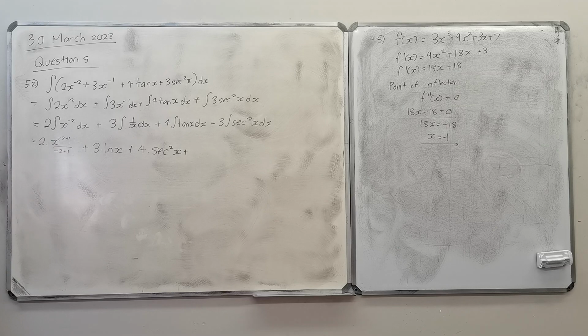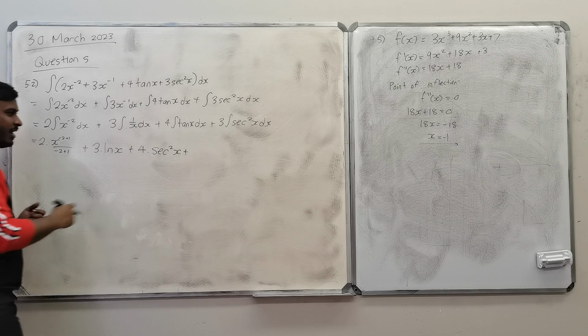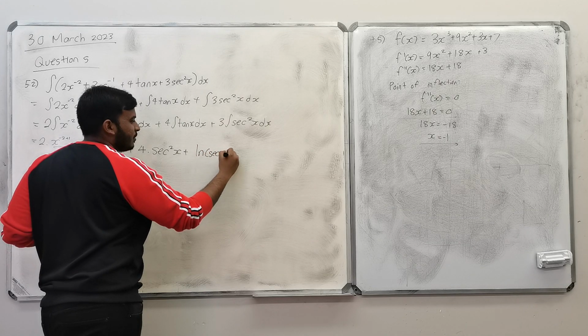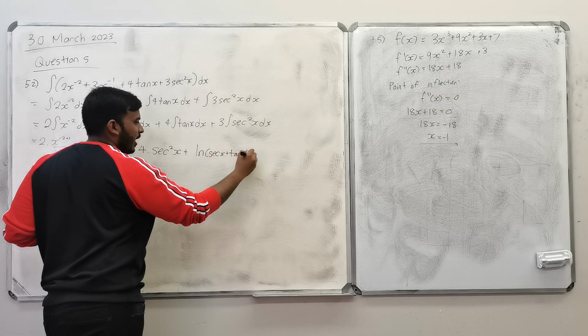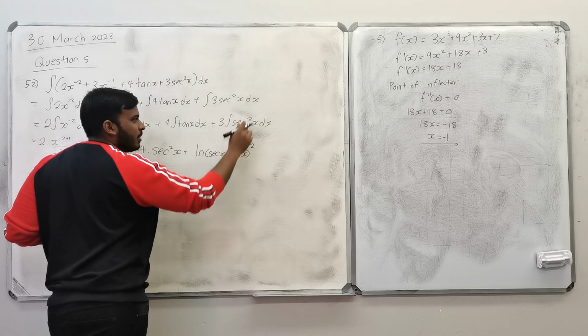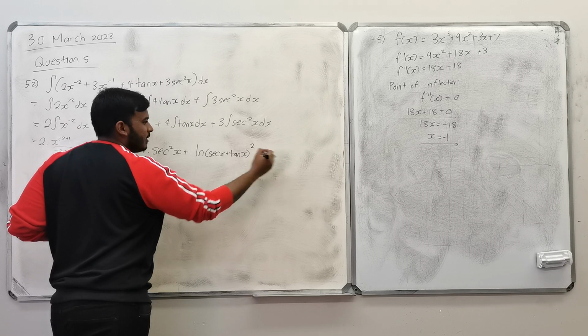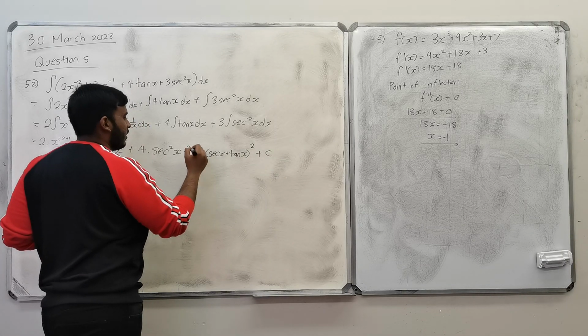Integral of sec squared x is ln of sec x plus tan x, according to the data sheet. Because remember, that's sec squared x. Plus c. So this was supposed to be 3 times.